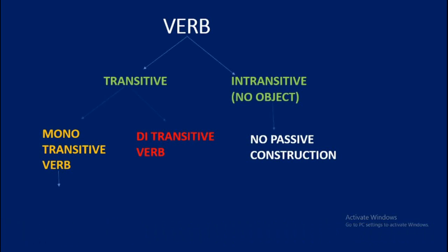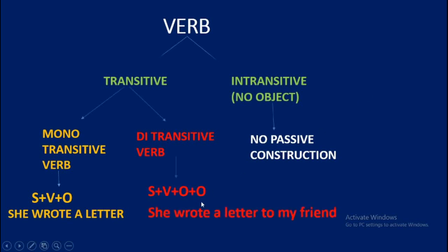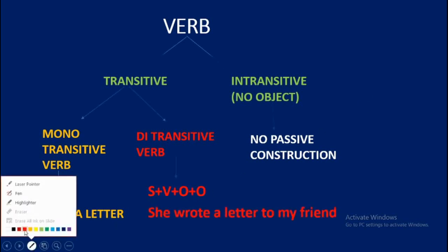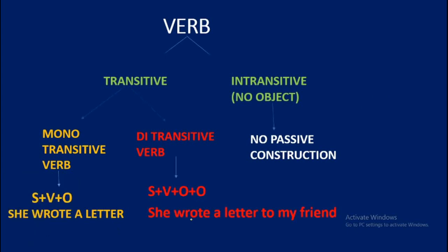Now let us see, a monotransitive verb takes only one object, the direct object. Observe here, the sentence: wrote is an action and it is followed by a single object, a letter. The direct object. A ditransitive verb is subject, verb transitive, object and another object. Two objects are there. Wrote what? Letter. So this is the direct object. Letter to whom? The recipient of this action. This is the indirect object.